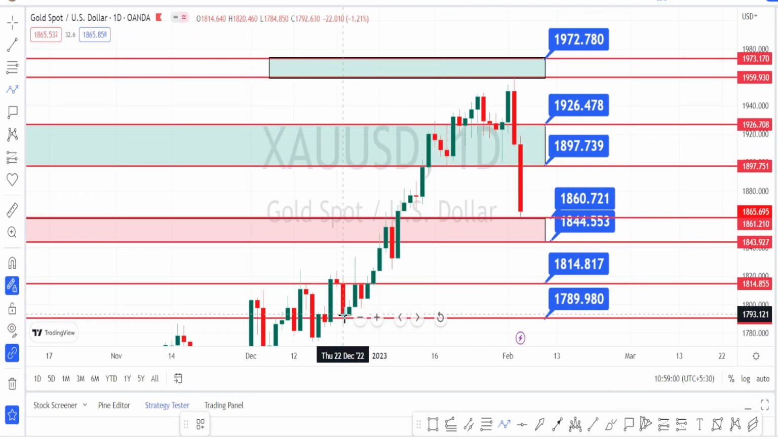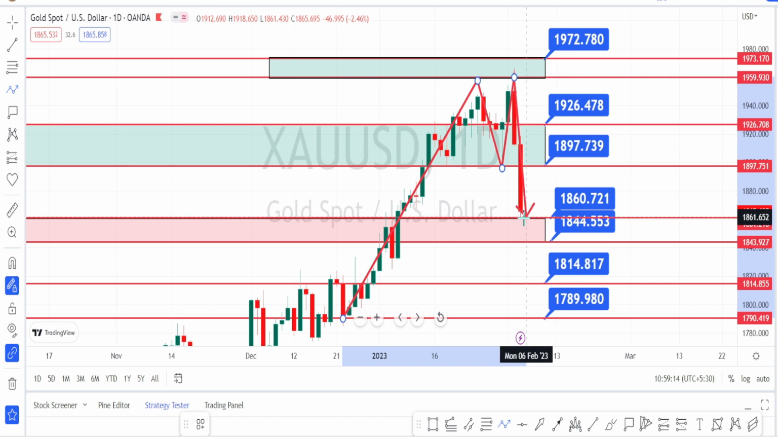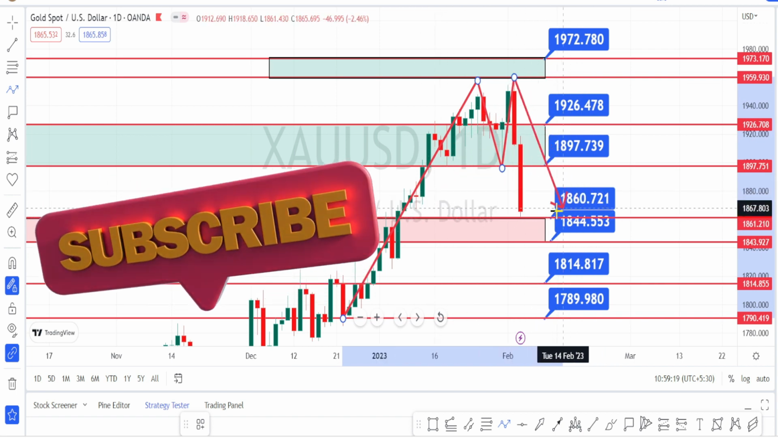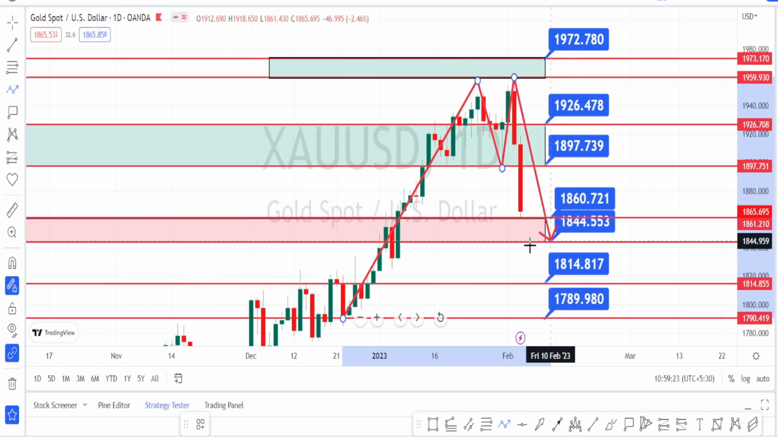I'm in daily time frame now. In daily time frame, we can notice that it was in a very strong bullish trend, and after testing the resistance level of 1960, we have noticed a price action to make a double top pattern, and it has started its bearish side retracement. And we know from the weekly time frame that this whole area between 1860 to 1844 is going to be acting as a very strong support zone according to the Fibonacci levels.